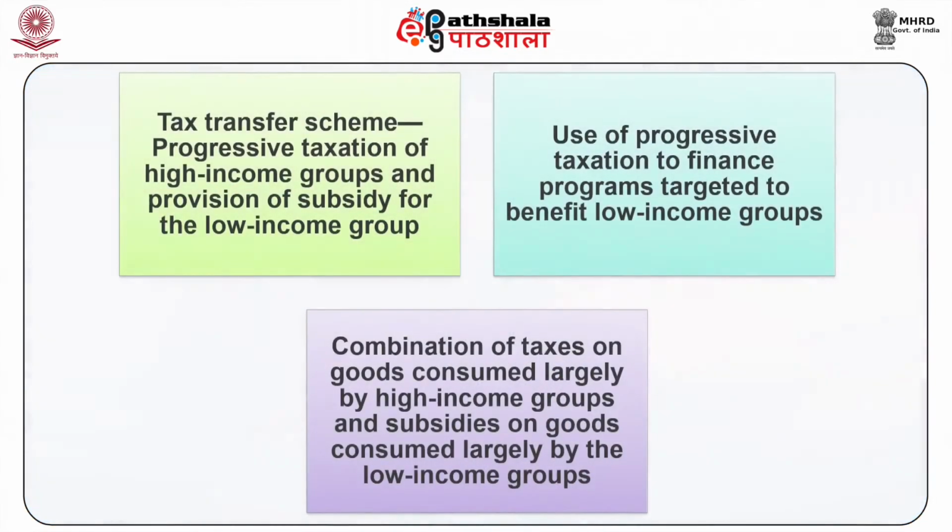Redistribution is implemented through tax transfer scheme, that is progressive taxation of high income groups and provision of subsidy for the low income group. Next is use of progressive taxation to finance programs targeted to benefit low income groups. Further, we can also use combination of taxes on goods consumed largely by high income groups and subsidies on the goods consumed largely by the low income groups.